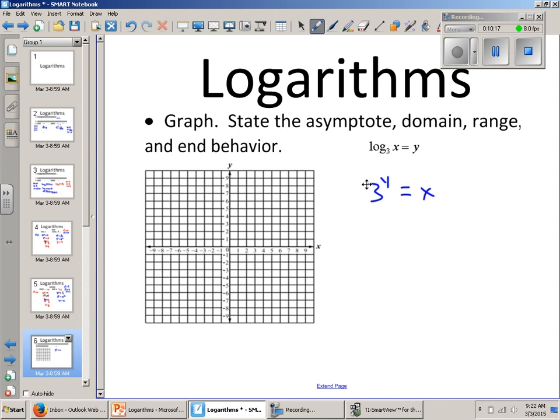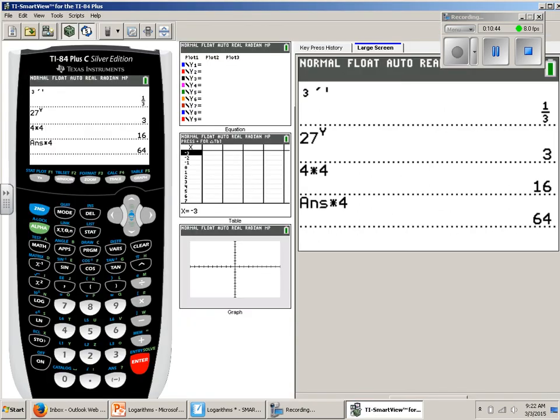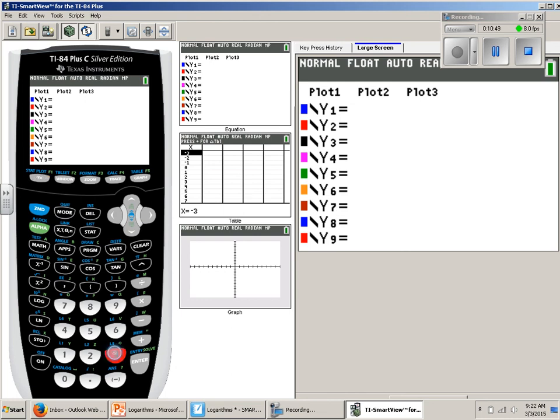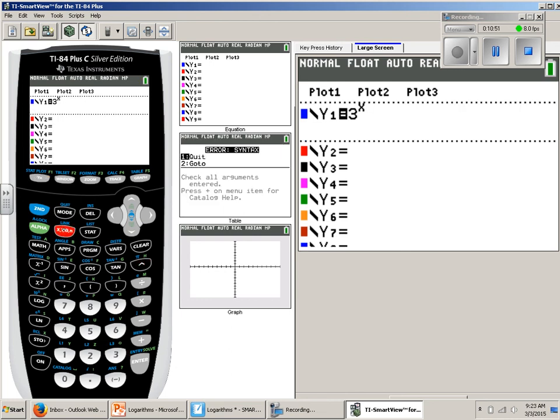So remember what I said earlier at the very beginning of the lesson, that logarithm is the inverse of exponential. So inverse, let's remember what inverse is. Inverse is when I switch the x's and the y's. So let's switch the x and the y. So I have 3 to the x power equals y. I can graph that, so let's go to our calculator and let's graph 3 to the x power.